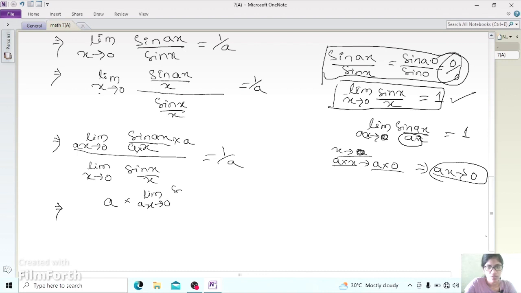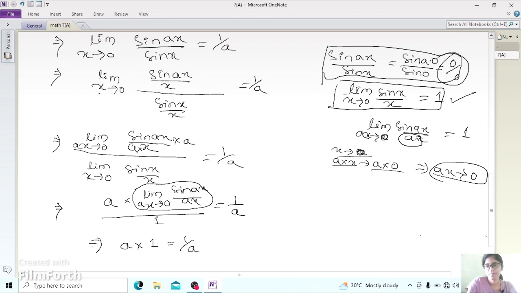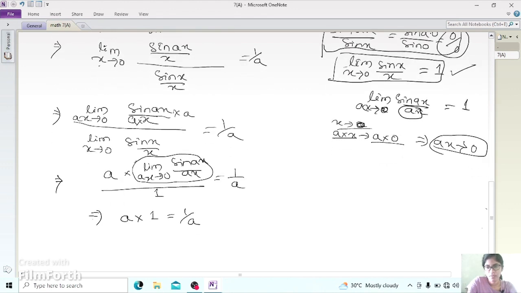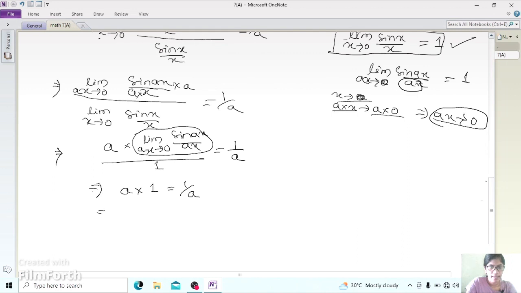Limit ax tends to 0 of sin ax by ax, divided by this, equals 1, which equals 1 by a. That implies a into this limit value is equal to 1, which equals 1 by a. That implies a square is equal to 1. That implies a equals under root of 1, which equals plus minus 1. Okay.